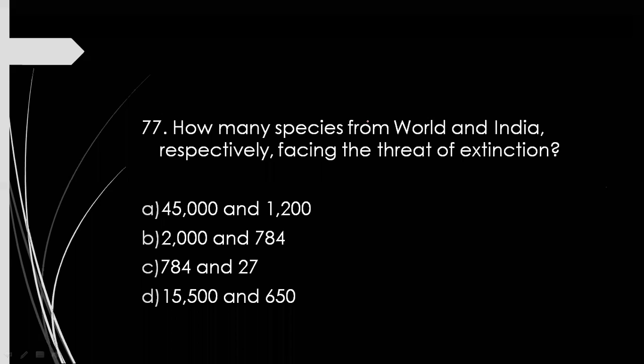How many species of the world and India respectively are facing the threat of extinction? 45,000 and 1,200; 2,007 and 84; 784 and 27; 15,500 and 650. The answer is D. The answer is D, that is 15,500 and 650 species from the world and India respectively are under threat of extinction. Very good.